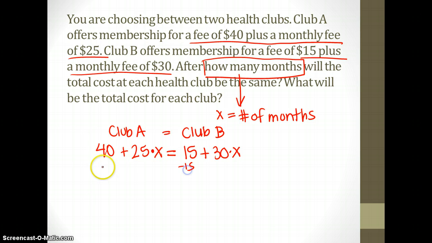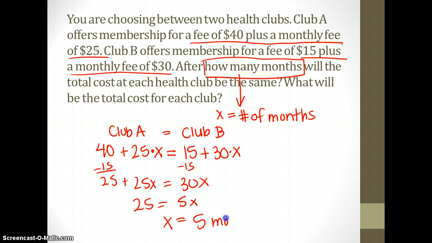If we solve this, we get that the number of months would be 5. So at 5 months, they should be the same cost. The second question says, how much would it cost? If we plug that back in, after 5 months Club A should be the same cost as Club B, and it should be $90.